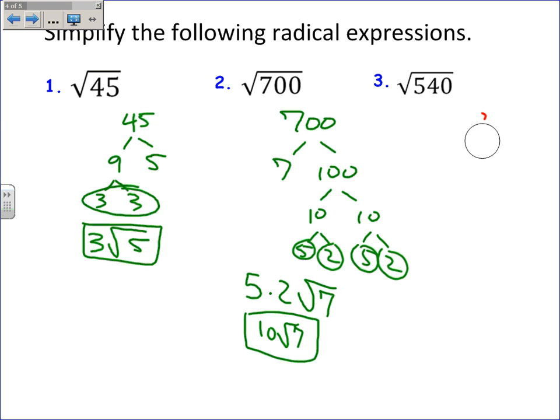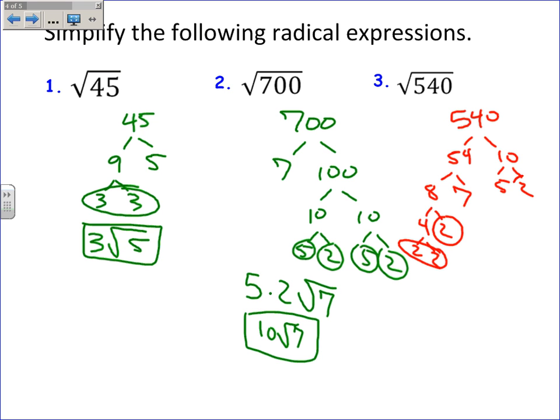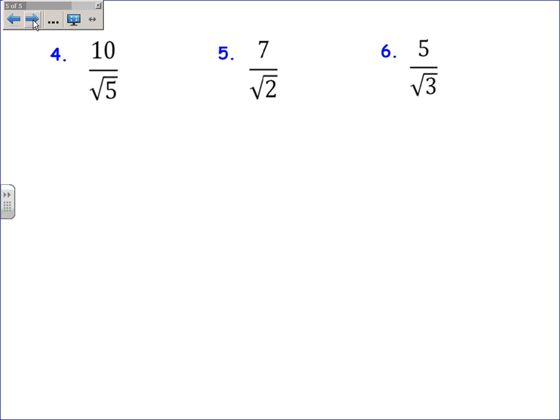Okay, 540. Let's see here, 540 is 54 and 10. 10's 5 and 2. 54 is 8 times 7, and 8 is 4 and 2, and 4 is 2 and 2. So I have a pair here and a pair here. So from the first pair of 2's, the second pair of 2's, square root of 5 times 7, and so I get 4 times the square root of 35. Okay, just a few more examples of this kind.